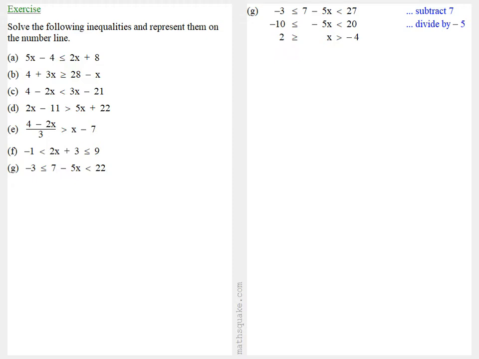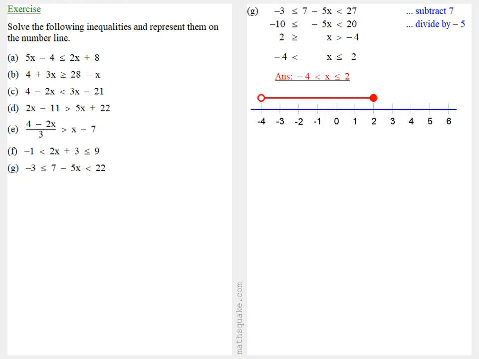Now because we've divided by a minus number, we've had to change the directions of the inequalities. Now 2 is greater than or equal to x, which is greater than minus 4, can be written as minus 4 is less than x, which is less than or equal to 2. And that's our answer.